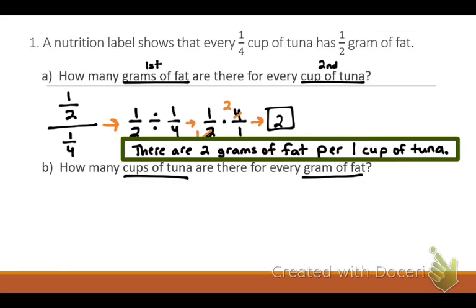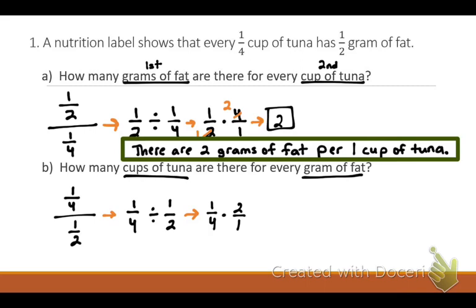So guys, how many cups of tuna does it tell me we have in the original problem? 1/4. Okay, and then we're going to put it over 1/2 gram of fat. Noah, what does that fraction bar mean? To divide. So I am taking 1/4 divided by 1/2. Matthew, what do I do next? KFC. I've got to keep the first one, flip the second one, and change the operation.